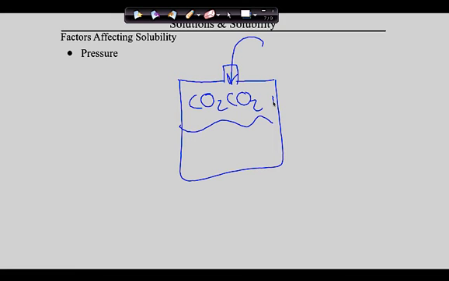That's why your Coke blows up when you screw the lid off, because you've got all this carbon dioxide dissolved in the water, and it stays dissolved when the pressure is high. But when you screw the lid off, the pressure goes down, the carbon dioxide comes out of solution, and it just bubbles up everywhere. You get the idea?